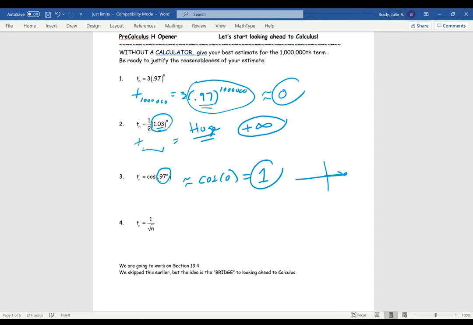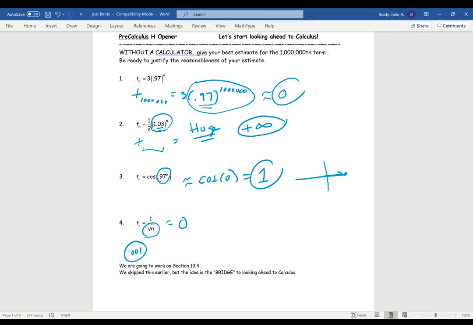What about this one? If you do 1 divided by the square root of a million, that is still a pretty big number. So this is about some real number that is super close to 0. I could actually get it on my calculator. It's 0.001. It's pretty close to 0.